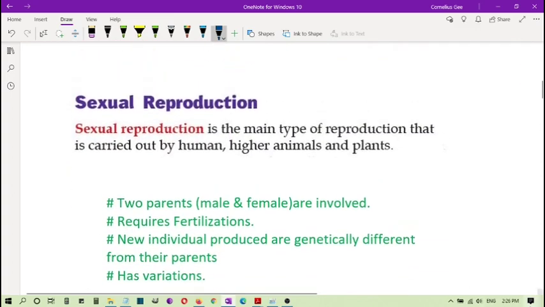Sexual reproduction is the main type of reproduction carried out by humans, higher animals, and plants. And what happens during sexual reproduction? Well, there are two parents involved, a male and a female. It requires fertilization, and the new individual or offspring produced is different from the parents, so it has variations. These are the main characteristics of sexual reproduction.